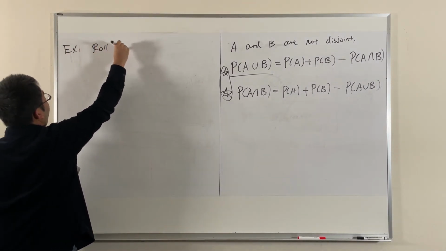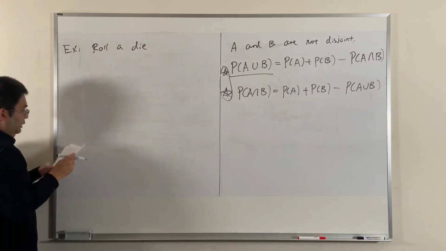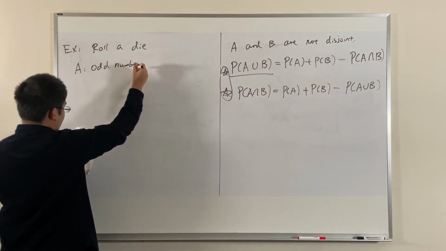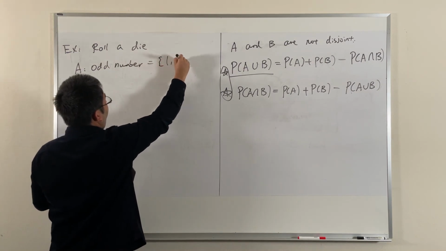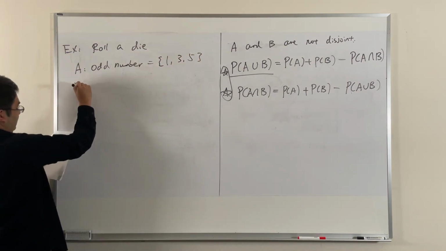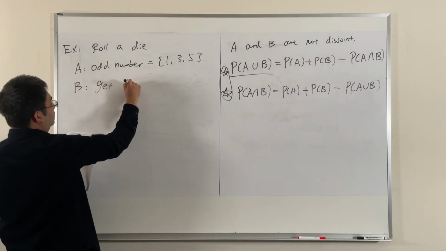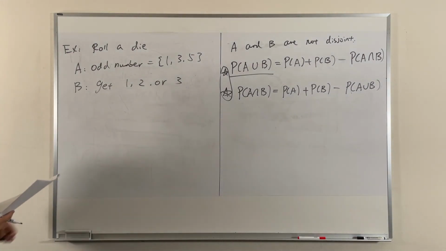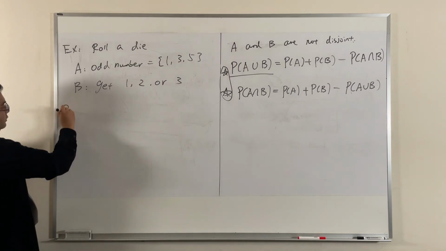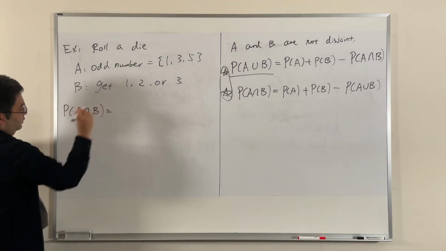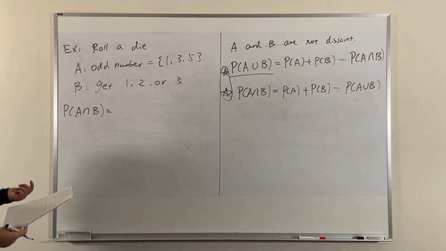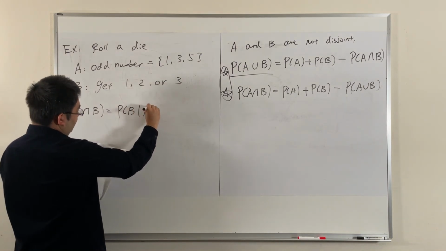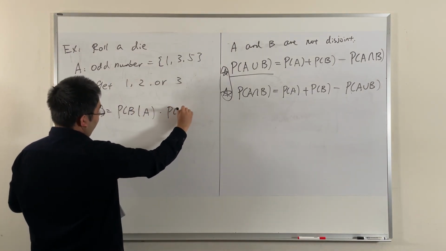again, you're going to roll a die. Event A is you get an odd number. So you get an odd number, and this equals 1, 3, 5. Event B is you get 1, 2, or 3, right? You get a 1, get a 2, or get a 3 here. So what's the probability of A intersects B? Right, the probability of A intersects B, you can use probability of B given A multiplied by probability of A.